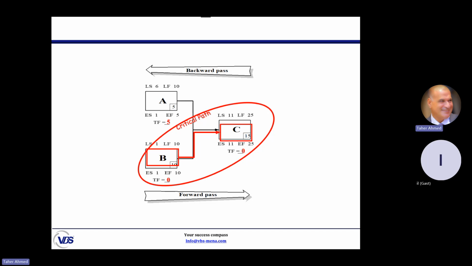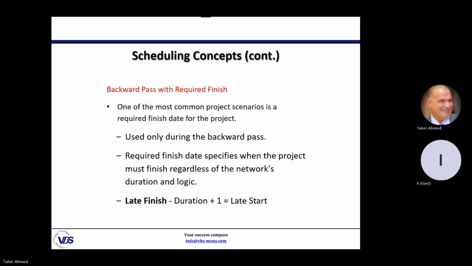The green bars mean that it has a float. It means that it can delay without delaying the whole project. Right, let's continue and make another way of calculating. What happens if this project has a required finish date? What is the meaning of required finish date?